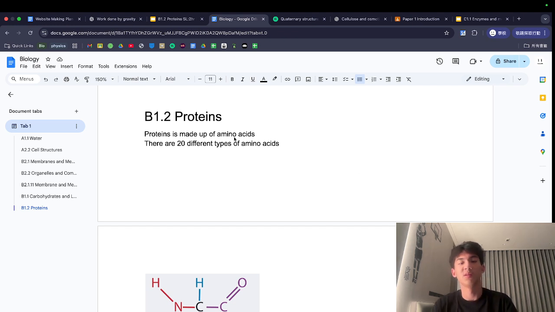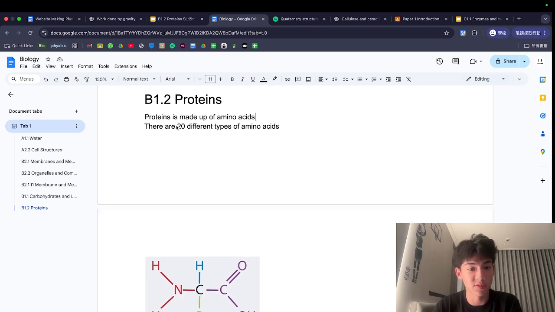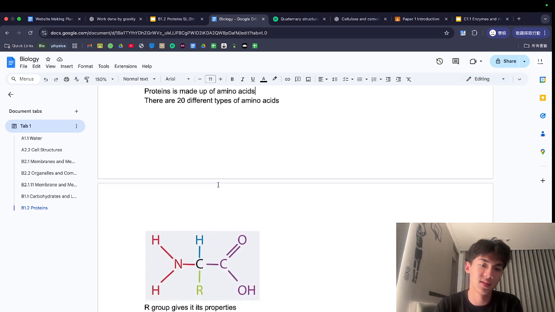Today we are going to talk about B1.2 proteins in biology. So first, proteins are macromolecules, meaning that they have carbon in them, and they are made of amino acids, which are the monomers of proteins. There are 20 different types of amino acids.